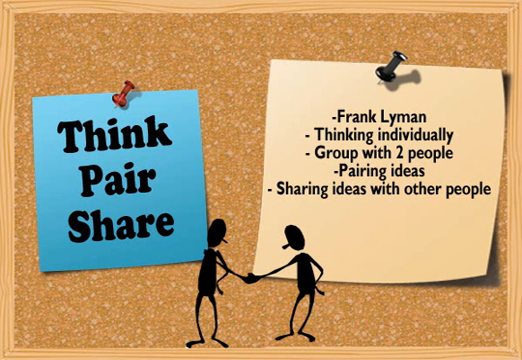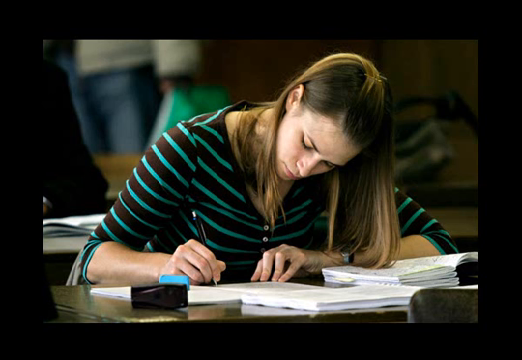Think, Pair, Share model. This model was developed by Frank Lyman. It involves a three-step cooperative structure. During the first step, individuals think silently about a question posed by the instructor. Individuals pair up during the second step and exchange thoughts. In the third step, the pairs share their responses with other pairs, other teams, or the entire group.